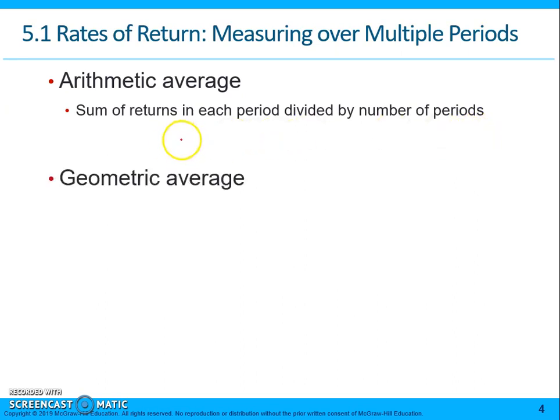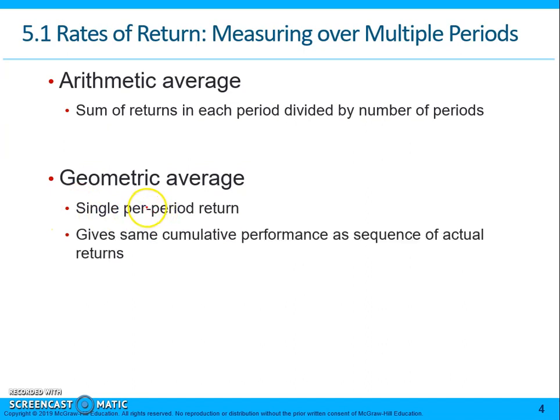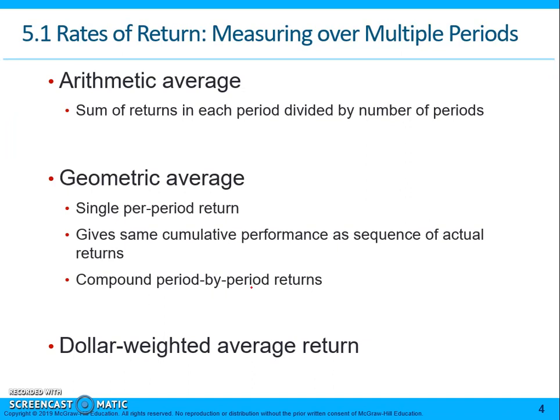Geometric returns, or geometric average, is a little more complex. It's 1 plus each return. We're going to multiply each of those out and take the 4th root. That'll be a little more clear when we see the example here. It's a single per period return. It gives the same cumulative performance as a sequence of actual returns and compounded period by period returns. And then next, dollar weighted average. Dollar weighted average is simply an internal rate of return. And we'll see that calculation in just a second.